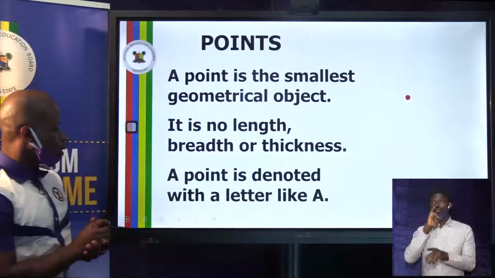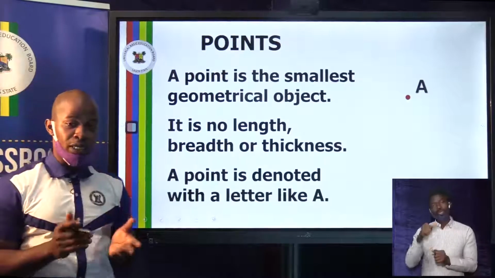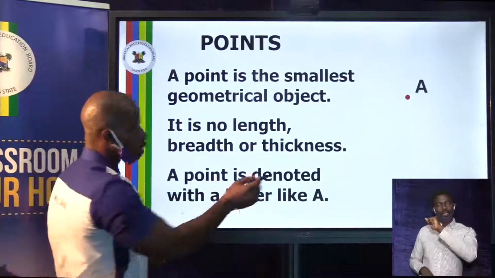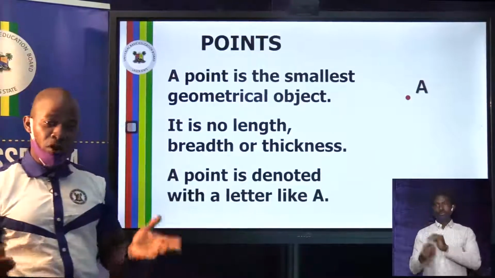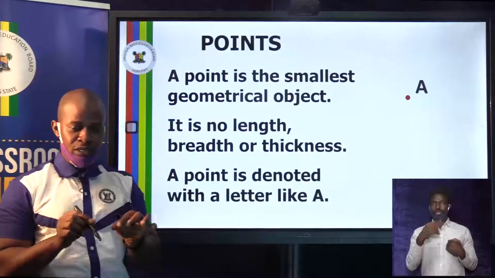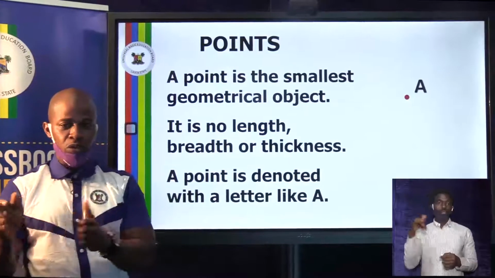So a point is usually denoted with a letter like A. So if you have a point, you can call this point A. You can call another one point B, another one point C. You can't have 2 points standing on top of each other. You know, they're always going to be separate.